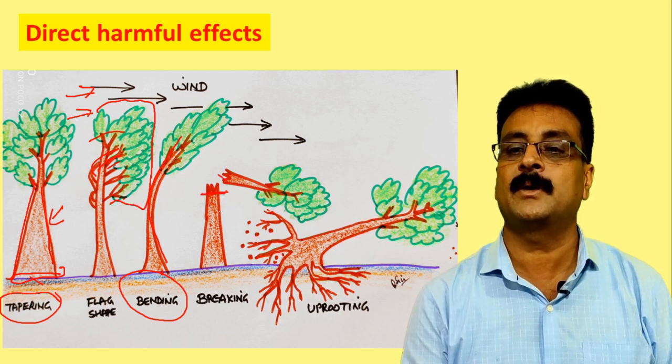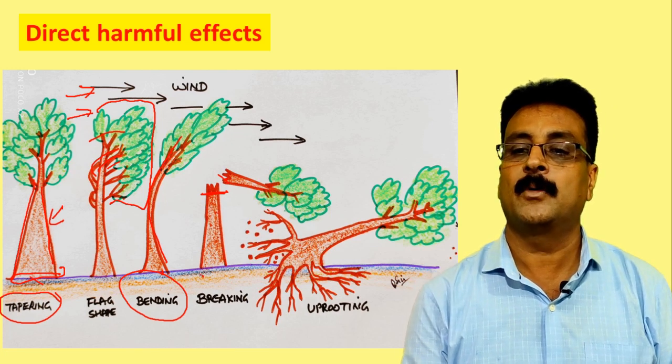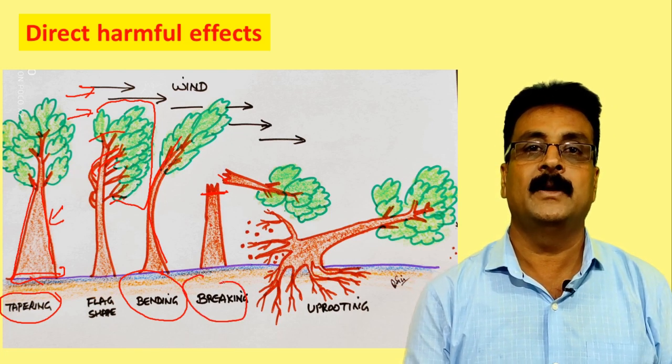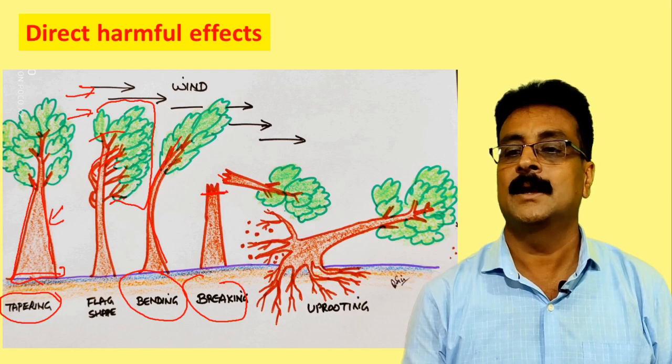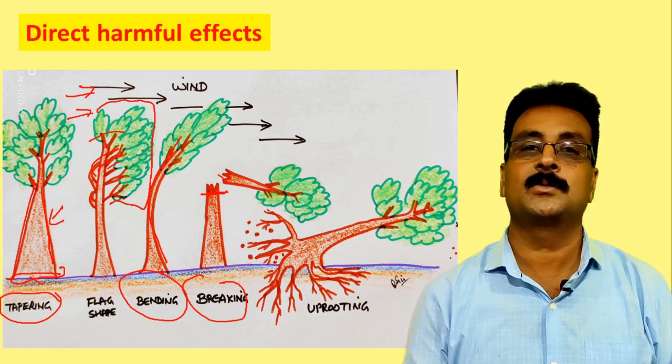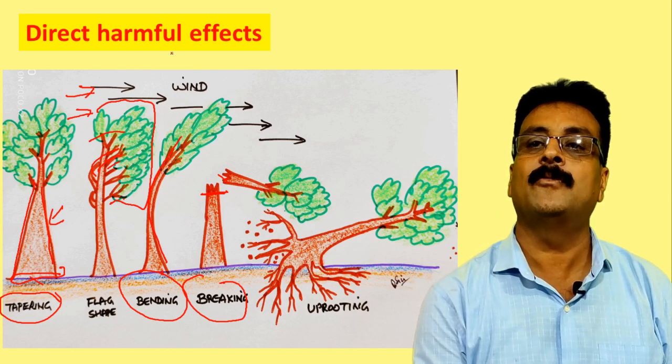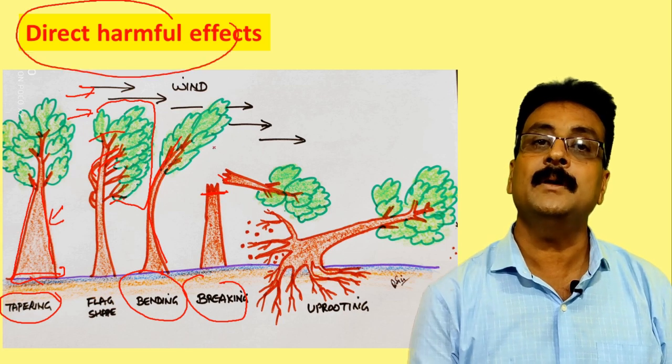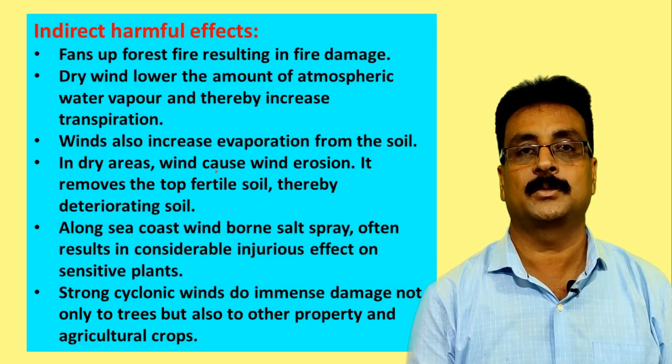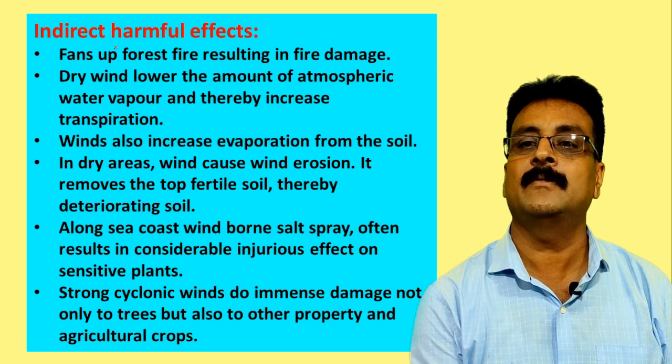Not only are the branches broken down, even the bole is broken down by the wind when it is in isolated areas. And then it uproots also sometimes. So there are a lot of harmful effects of the wind, and there are some indirect harmful effects also. Let's understand the indirect harmful effects.